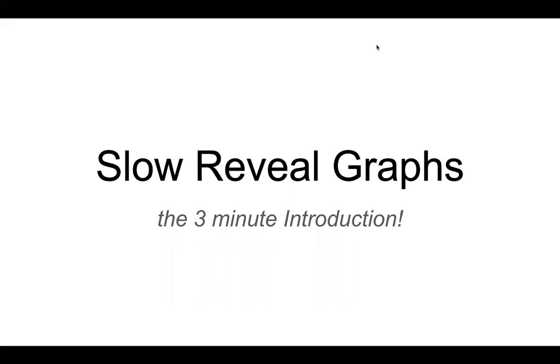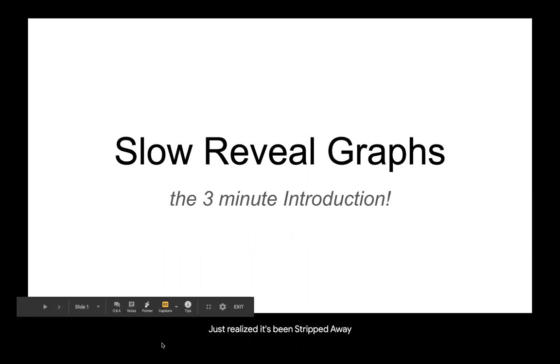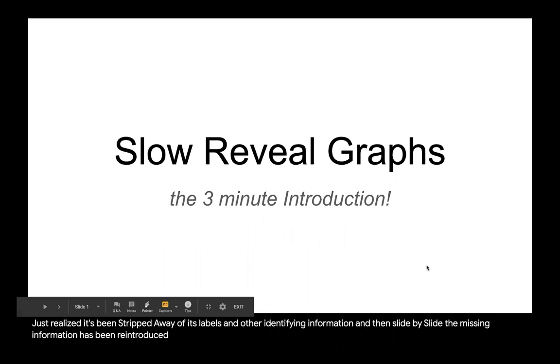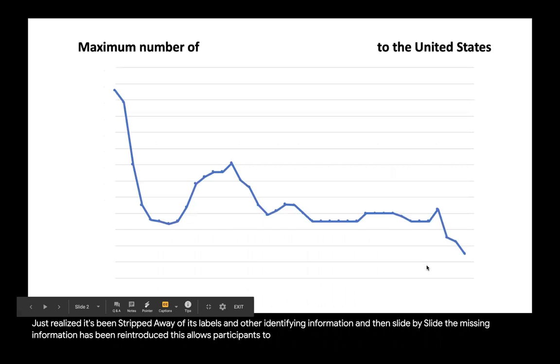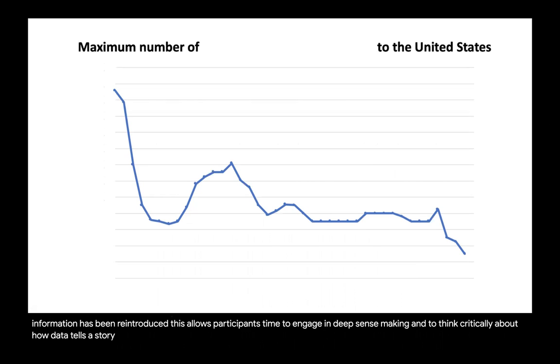Here's what slow reveal graphs are, the 3-minute version. In a slow reveal graph, the data representation has been decontextualized. It's been stripped away of its labels and other identifying information, and then slide by slide, the missing information has been reintroduced. This allows participants time to engage in deep sense making and to think critically about how data tells a story. So let me show you what I mean.